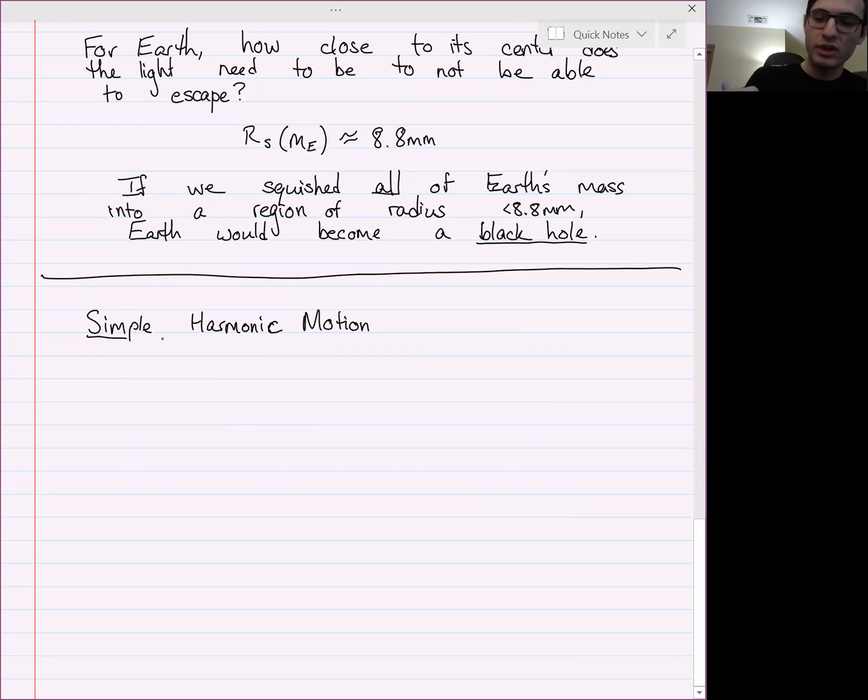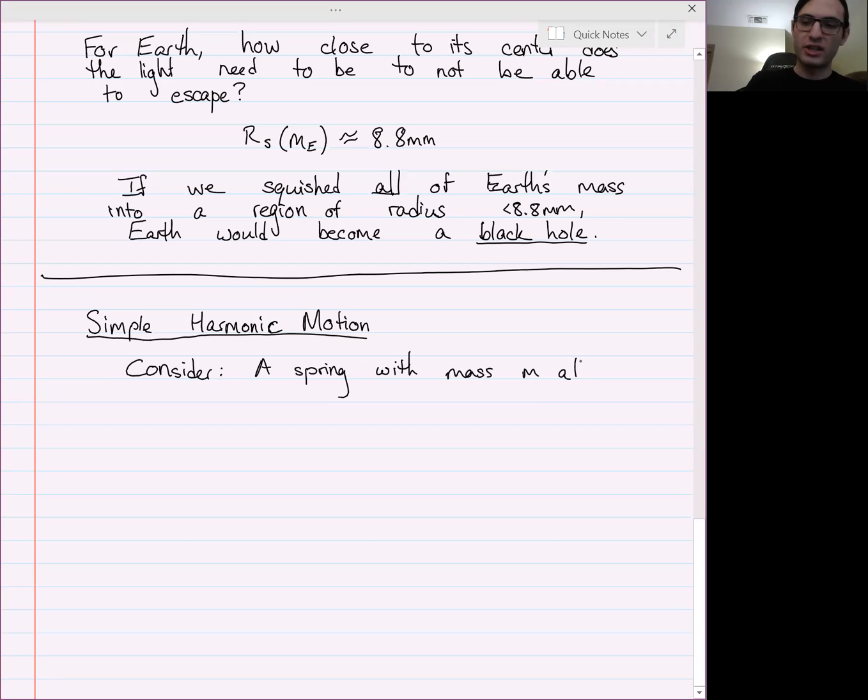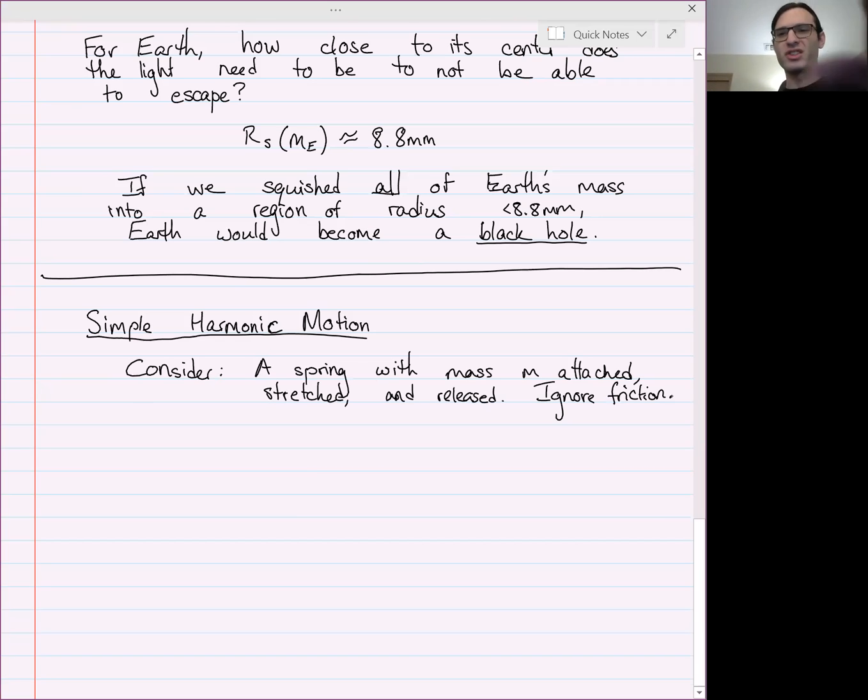So let's start with simple harmonic motion. We'll get there. We want to consider a spring with mass m, attached and stretched and released. And we're going to ignore friction, just because we're trying to understand the mathematics behind some of these forces. If we imagine that friction's a thing, it just makes everything messy.